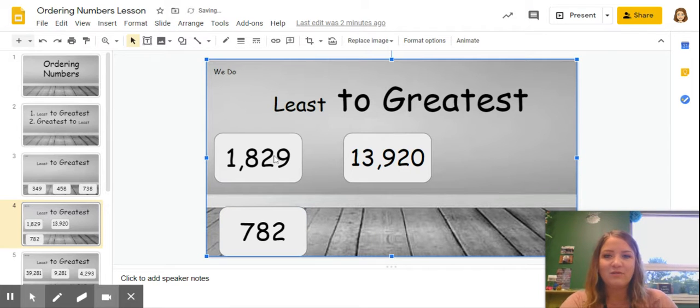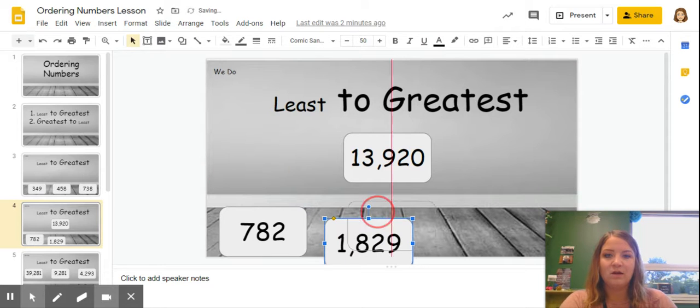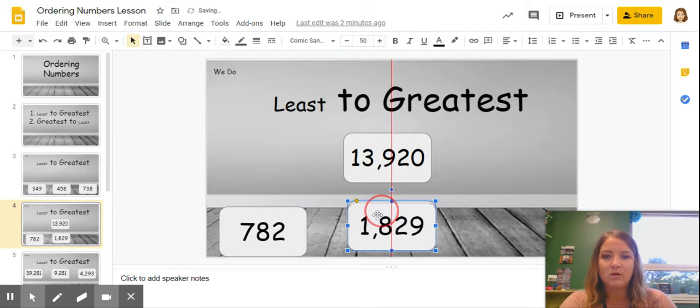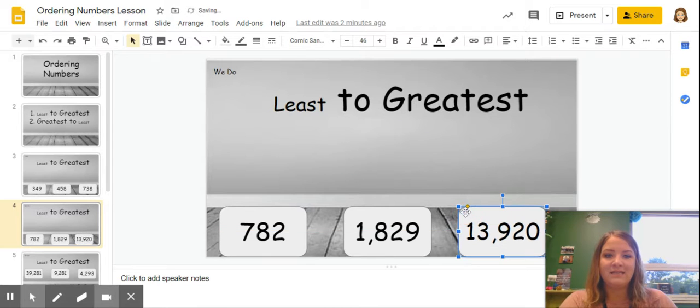Press pause, write down what you think comes next, press play when you're ready. If you said 1,829 is the next greatest, you are correct because the 1 is the largest place in this number, which is the thousands place. And finally, our last number, 13,920, has a digit in the 10,000s place, so it's going to be the greatest number. Great job, guys.